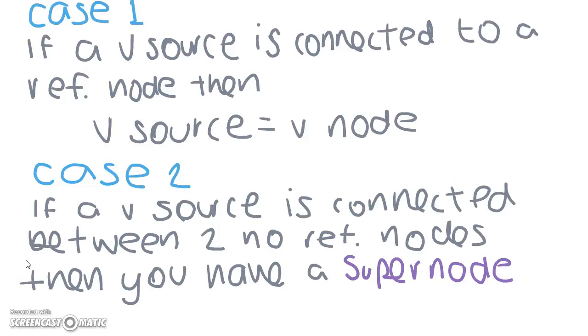We have two cases. Case number one says, if a voltage source is connected to a reference node, then the voltage source is equal to the voltage of the node. In case number two, if a voltage source is connected between two non-reference nodes, then you have a supernode.